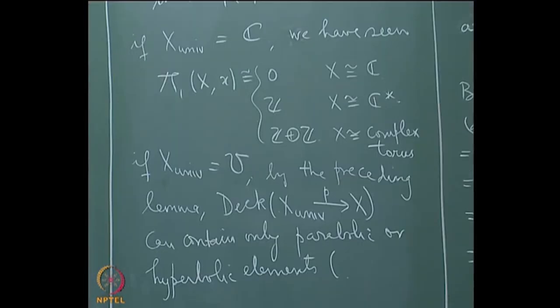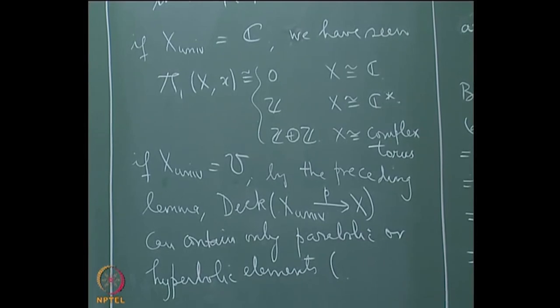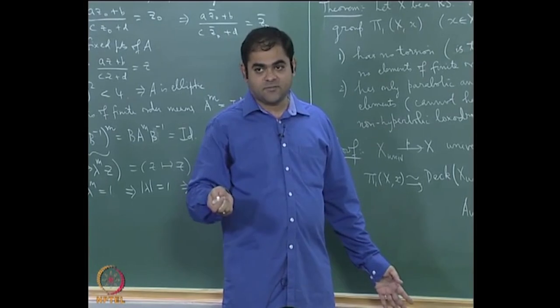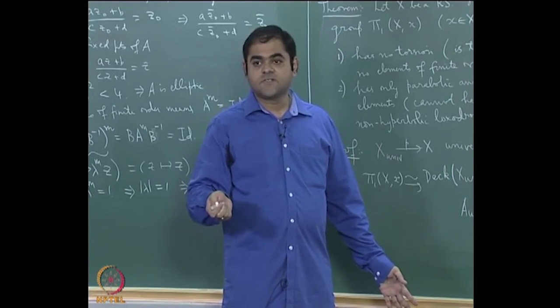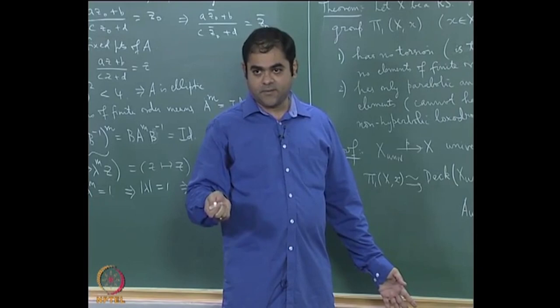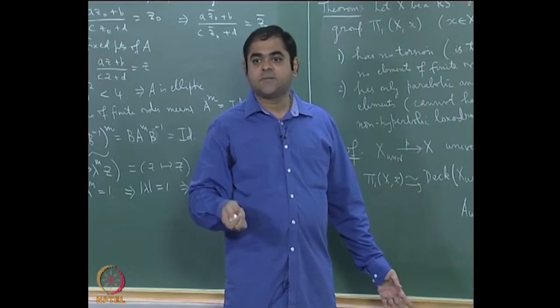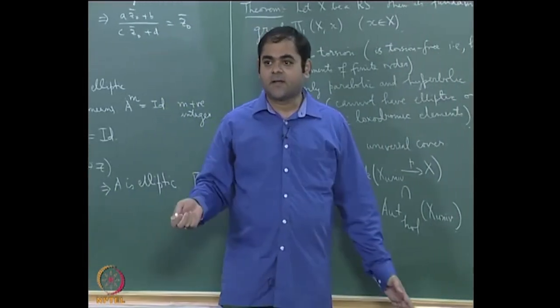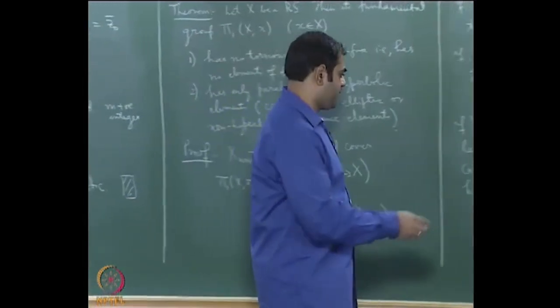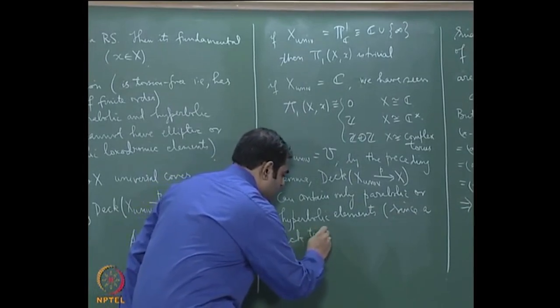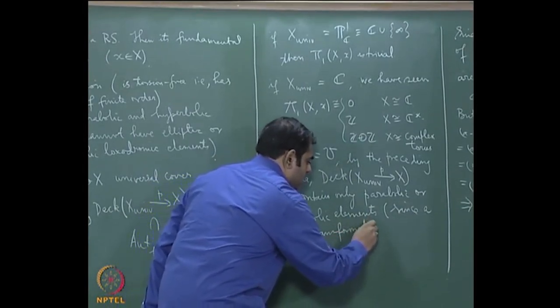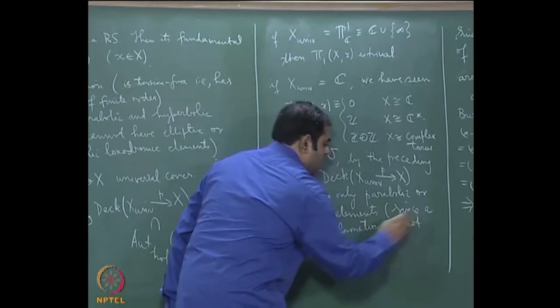The point that I am using here is that a Deck transformation cannot have a fixed point. If you remember the reason: if a non-trivial Deck transformation has a fixed point, then it agrees with the identity transformation of the universal covering space at that point. But both of them are lifts of the covering projection, and uniqueness of lifting will tell you that it has to be the identity. So a Deck transformation cannot have even a single fixed point, that is what I am using.